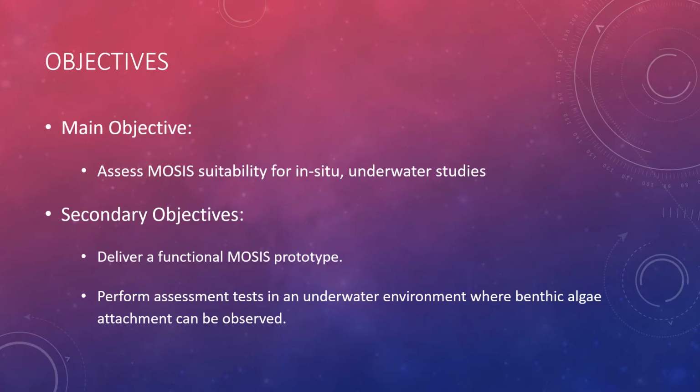The main project objective is to assess MOSES suitability for in-situ underwater studies. Reaching such an objective requires two sequential sub-objectives, those being delivering a functional MOSES prototype and performing assessment tests in an underwater environment where benthic algae attachment can be observed. To complete the first sub-objective, our team will need to complete a MOSES prototype that includes a submersible stereoscope that can retrieve microscopic underwater images and environmental data that complements the microscopic pictures. The second sub-objective is performing actual in-situ tests with the instrument prototype to assess its fitness for underwater studies.